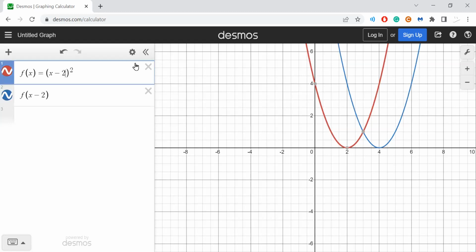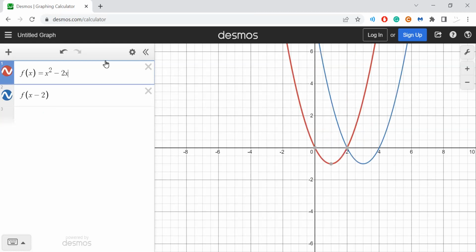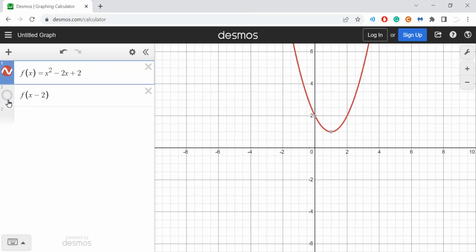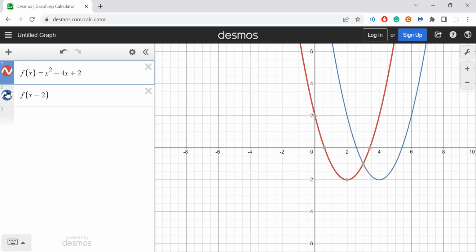Okay, maybe I shouldn't have used x minus 2 squared. Let me just expand it out, so as not to confuse you: x squared minus 4x plus 4. The red graph is this guy, right? Then the blue graph, do you see what happened? Yes, it moved to the right. So at first it was f of x, now it becomes f of x minus 2, minus, then it moves towards the right by 2 units.